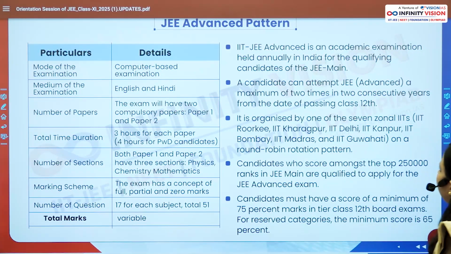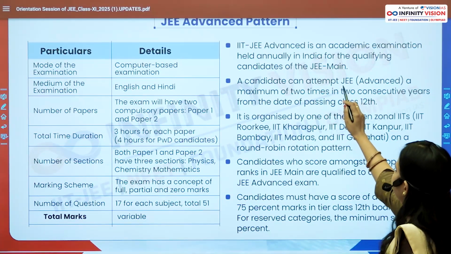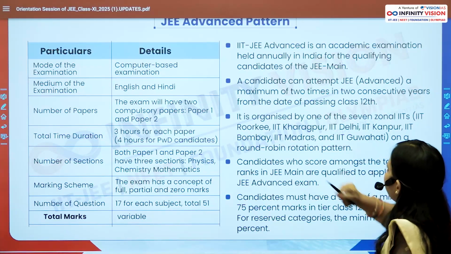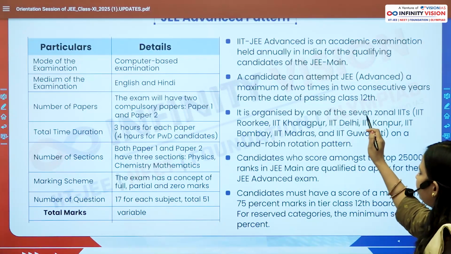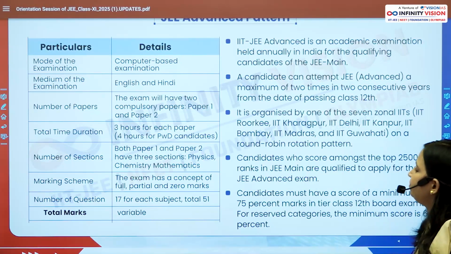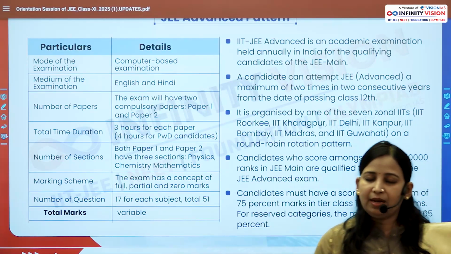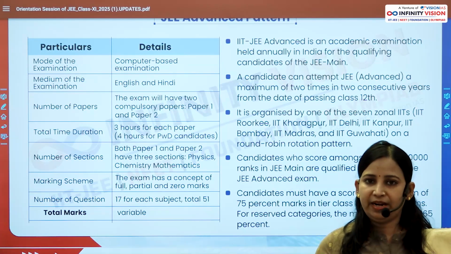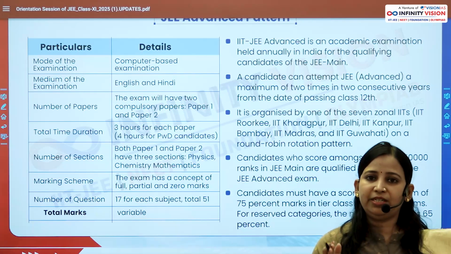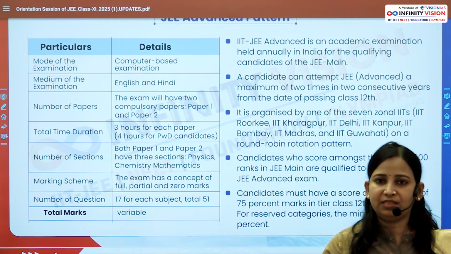Now in case of JEE Advanced, this is an academic examination which is held once in a year, annually. A candidate can attempt JEE Advanced a maximum of 2 times in 2 consecutive years after appearing in class 12. It means the candidate can attempt the JEE Advanced paper in 2 consecutive years, and cannot take a break between the 2 attempts. He or she has to give the 2 attempts consecutively.